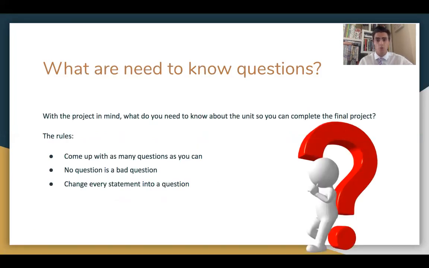First of all, what are need-to-know questions? What do I mean by that? A need-to-know question is, with the project in mind, what do you need to know about the unit so you can complete the final project?